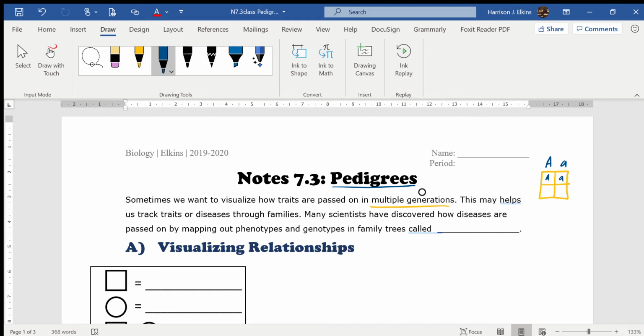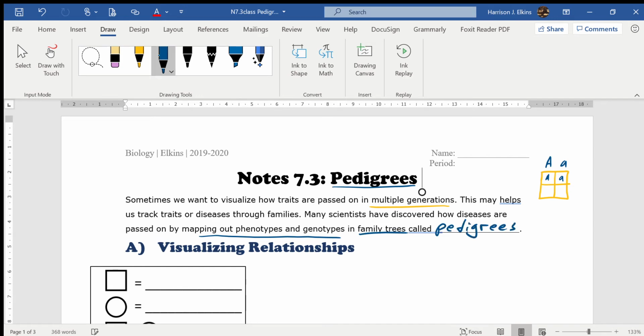So people have used pedigrees to discover diseases. By mapping out the phenotypes and genotypes, they can actually figure out if it's recessive or if it's a dominant disease, where the mutation is, that kind of stuff. And so they call these family trees pedigrees.